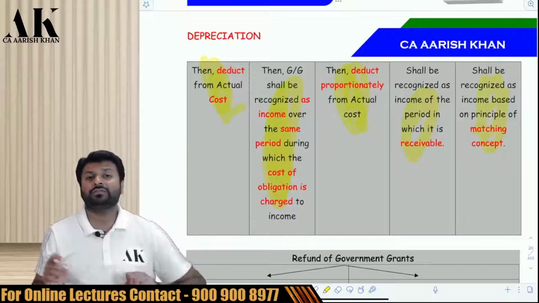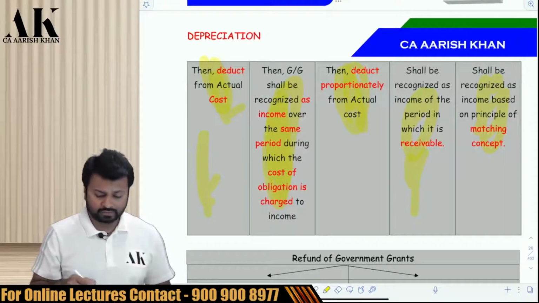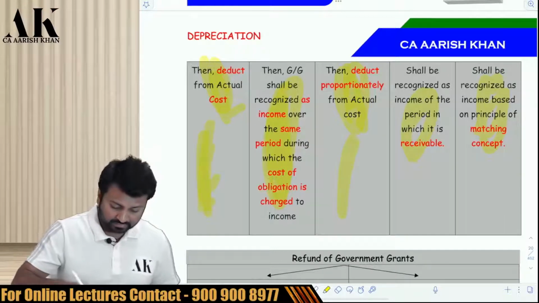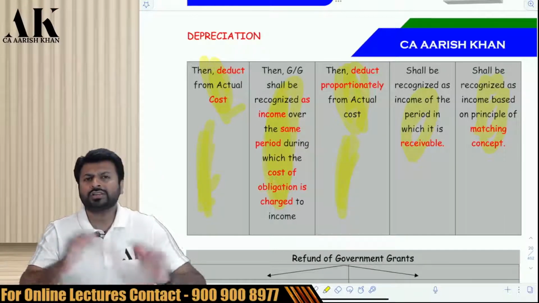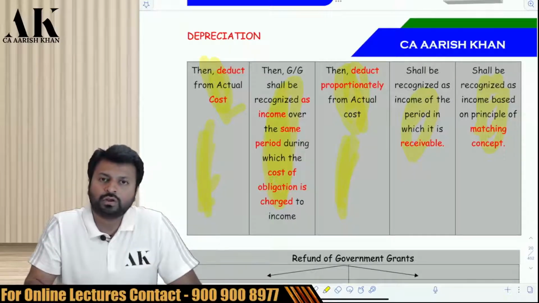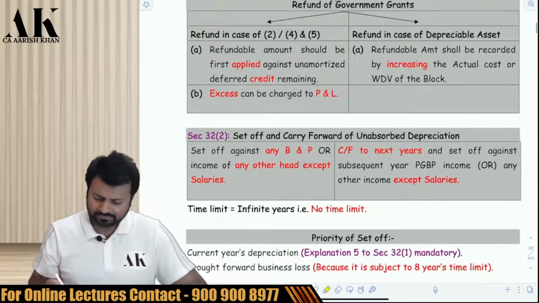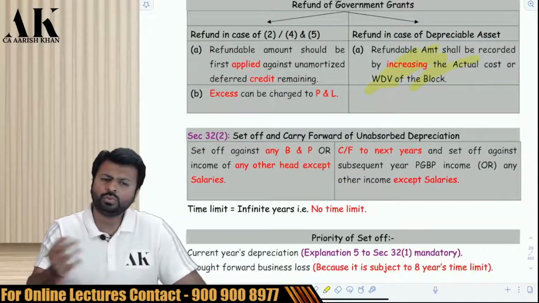Now, in case you have to give a refund, then what would you do? In case of the first and third case, sorry, not fourth. This first and third, if you have to give a refund, because you're not complying with the conditions attached by the government, so you have to give the refund. So what will you do now? When you got the subsidy, what did you do? You reduced from the block. Now you add it back. It's very simple. You add it back.